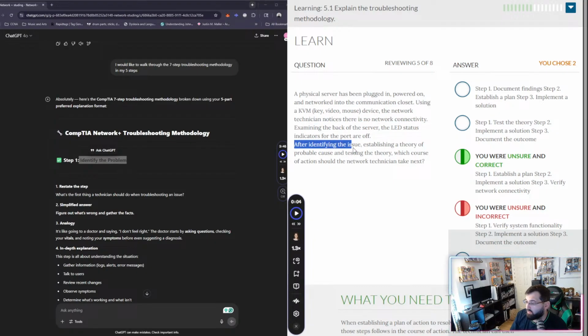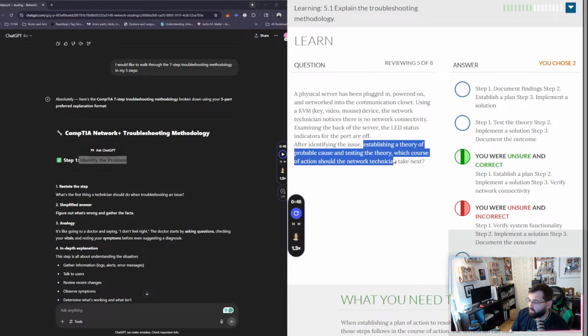Oh, here we go. So after identifying the issue, yes, which we have, establishing a theory of probable cause and testing the theory. So it's already telling you where you are in these steps. If I would have just kept reading, it says the next steps have already been taken. So it just makes sense that the next spot is, I know what the problem is. I've identified it. I have a theory of probable cause now, and I've tested the theory. And it seems like that's what it is.